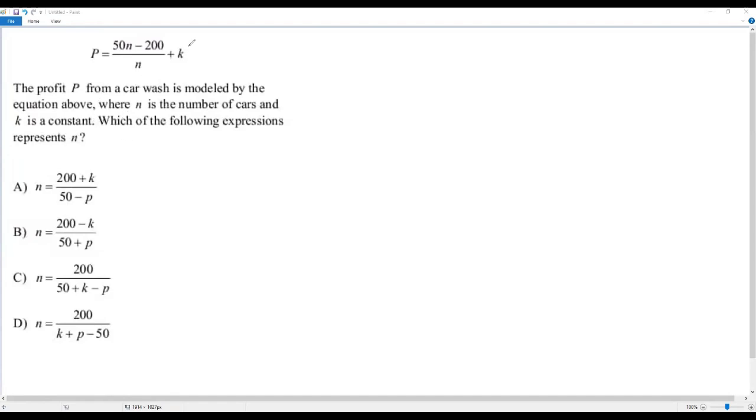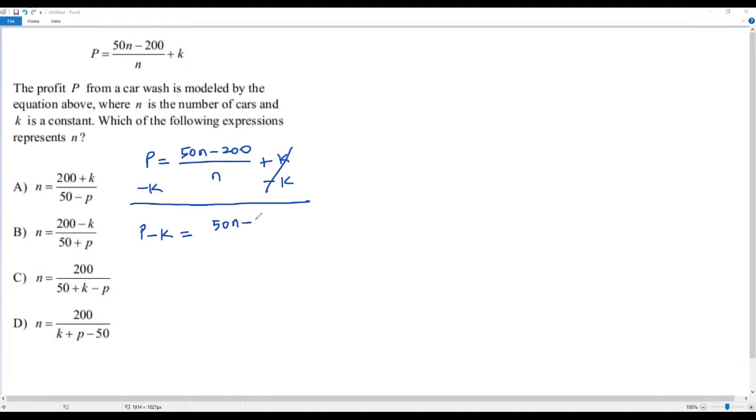Okay, here we have to solve for n in this equation in terms of the other variables. Now let me take this equation and solve for n. That is P equals (50n − 200) over (n + k). First, let me subtract k from both sides of the equation to get rid of this positive k on the right side. Then this positive k and negative k will cancel out. I am getting P − k on the left side. On the right side we have (50n − 200) divided by n.